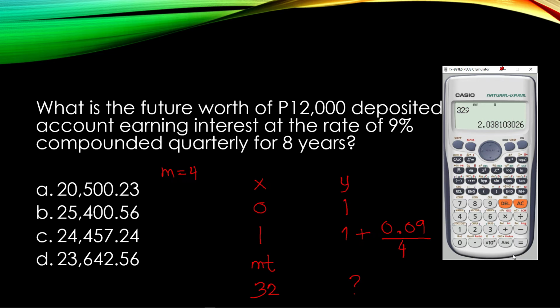Okay. Now, remember natin yung kanina, F is equal to P times ny hat. Itong nakuha natin, this is 32 ny hat. So, probably this is the ny hat. Okay, yan na yun. Multiply na lang natin yan by the principal amount to get the future worth. Times natin yan by 12,000, which is the principal amount, and then we can get our future worth of the money. The correct answer would be 24,457.24. So, ganun lang siya kasimple.